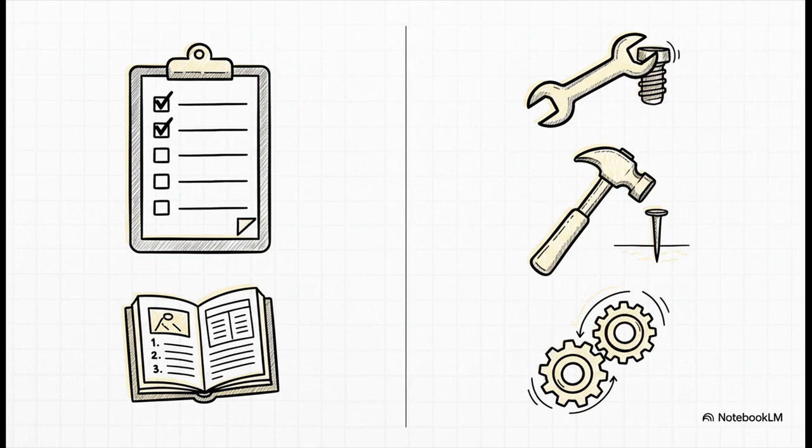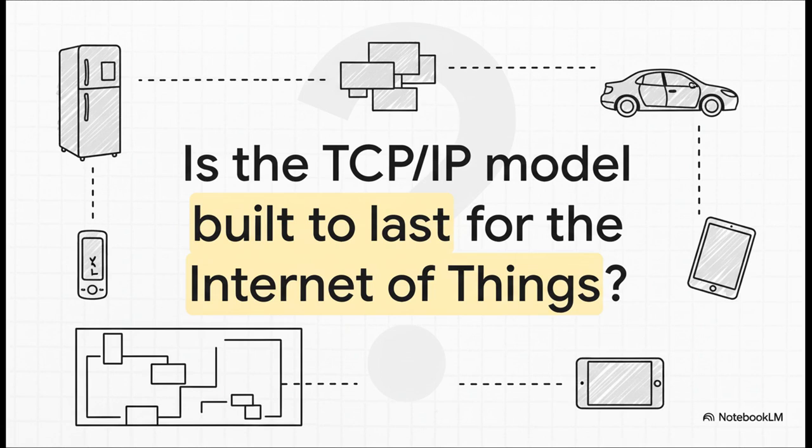And that leaves us with a really fascinating question for the future, doesn't it? The TCP/IP model is decades old. As we connect literally billions of new devices, our cars, our fridges, the whole Internet of Things, is this old model built to last? Or are we going to need a new blueprint for the next generation of our connected world? Definitely something to think about.